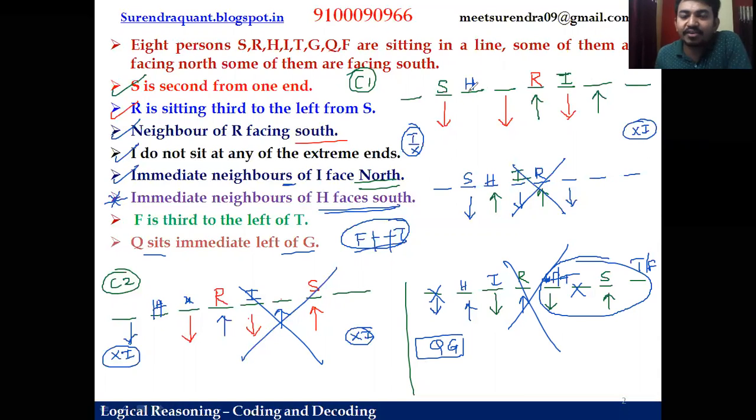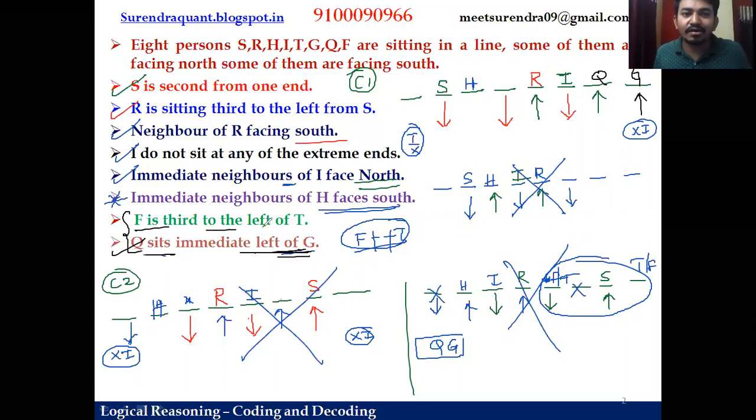In the first possibility, you can place the data. So we have the last 2 clues, right? Q sits immediate left of G. So if this is Q, if this is G, the person is facing not right, Q becomes immediate right of G. But the clue says Q is immediate left of G. So that means our assumption is wrong. This is not G, this is not Q. This has to be Q and this has to be G. If G is facing the north direction, then only Q will become immediate left of G. So this data is done.